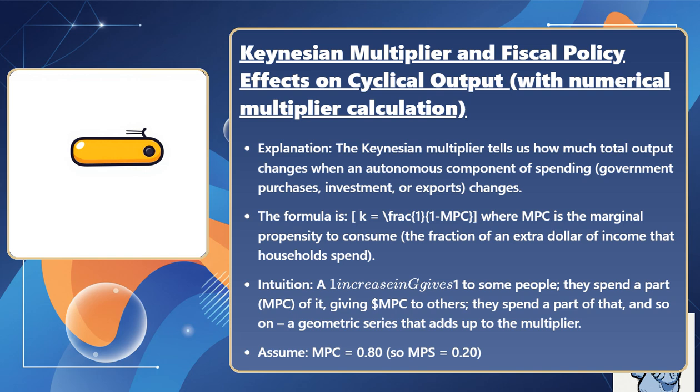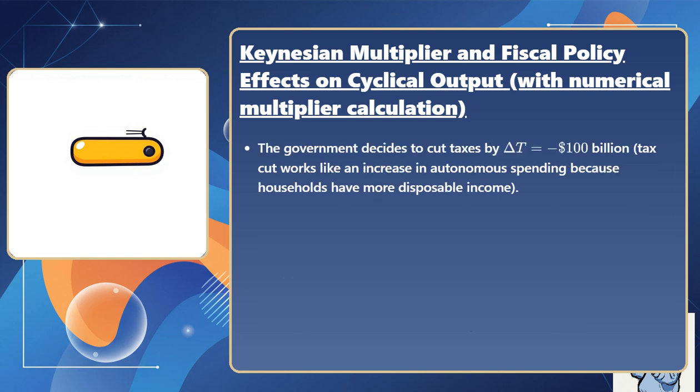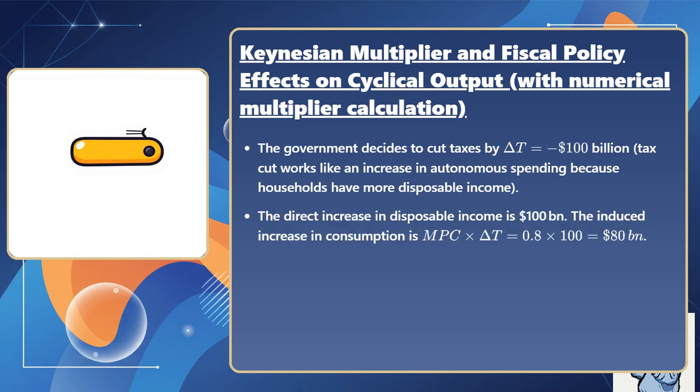Assume MPC = 0.8, so MPS = 0.2. The government decides to cut taxes by ΔT = −$100 billion. The tax cut works like an increase in autonomous spending because households have more disposable income. The direct increase in disposable income is $100 billion. The induced increase in consumption is MPC times ΔT = 0.8 × 100 = $80 billion.